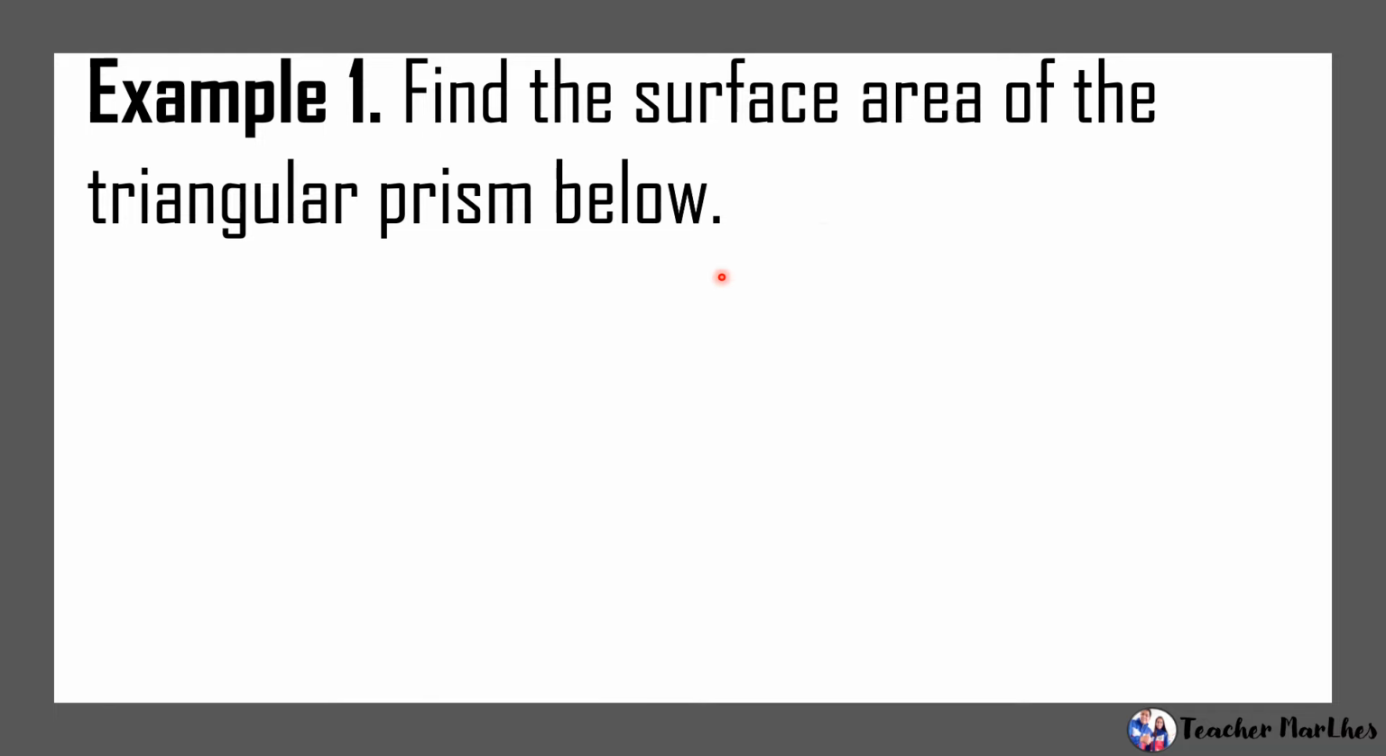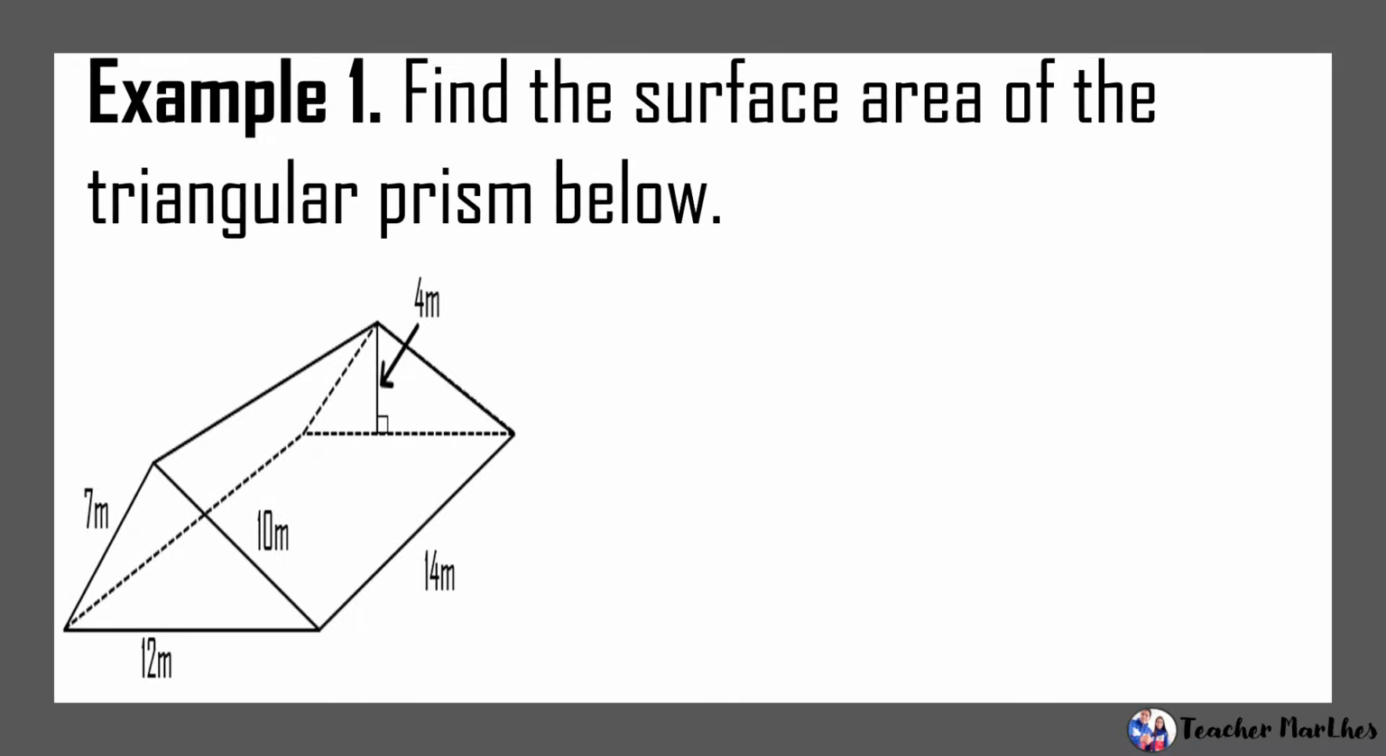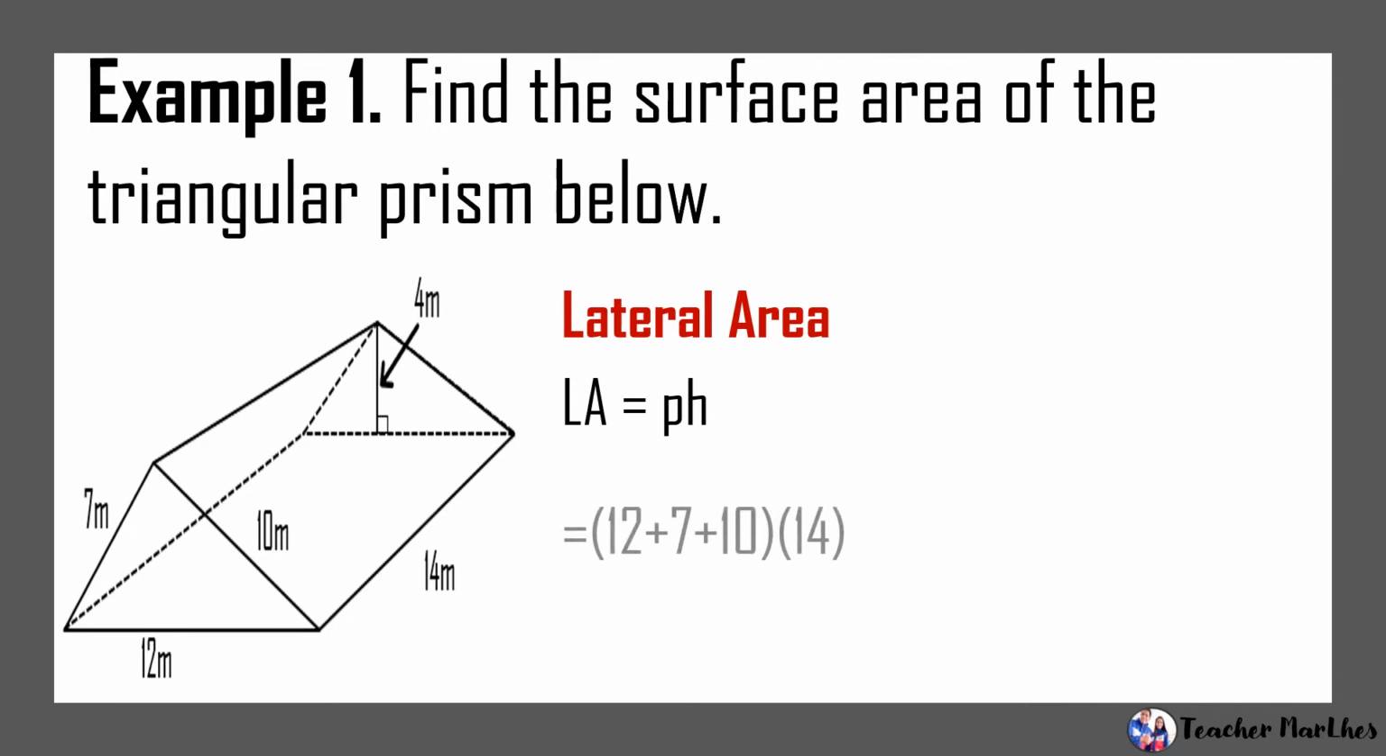So, let's have an example. Find the surface area of the triangular prism below. So, we have 7 meters, 10 meters, 12 meters, 14 meters, and 4 meters. To find the surface area of this triangular prism, for the lateral area, which is perimeter times height, we have the formula. Yung kanina ay side 1 plus side 2 plus side 3 times height. So, ang side ng triangle or ang side ng base niya ay ito. So, we have 7, 10, and 12.